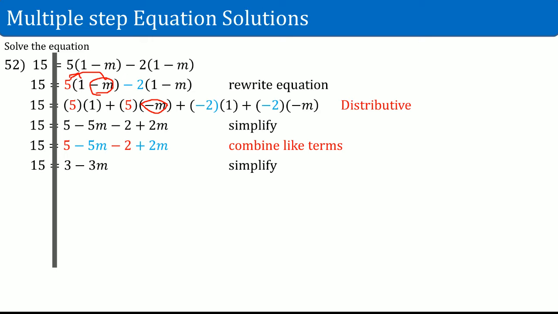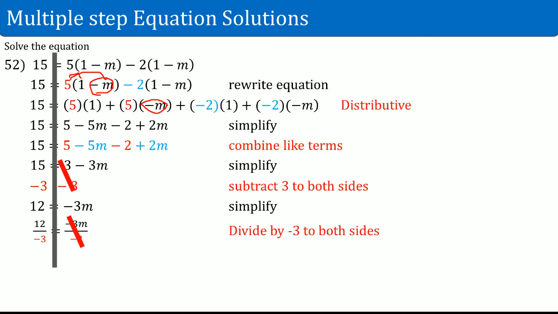It is a two-step equation now, so subtract 3 from both sides. The 3 on the right-hand side should cancel. 15 minus 3 on my left-hand side just becomes 12. On my right-hand side, it's negative 3m. Divide by negative 3, that should cancel out. On my right-hand side, I should just get an m. On my left-hand side, 12 divided by negative 3 is negative 4.